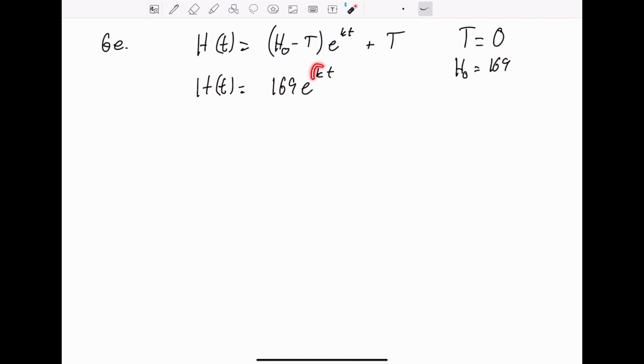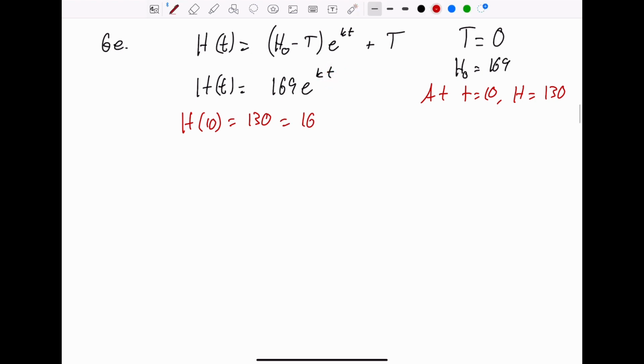Now, we still need to solve for this value of k. We can solve for that value of k by using the extra little piece of information. We were told that at time equals 10, the temperature of the coffee is 130 degrees. So this tells us that h(10) = 130. So we're plugging in 10 for t. So this equals 169 times e to the k times 10.